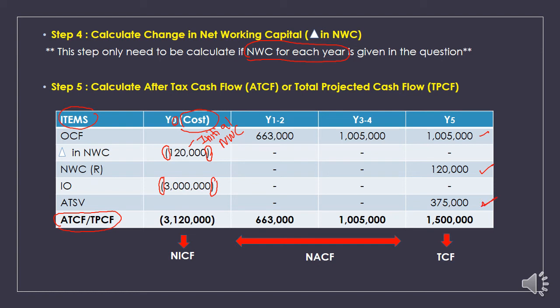After you include all of the information starting from OCF until ATSV, now you can calculate ATCF or TPCF. To calculate ATCF, you should add all of the items for each column.